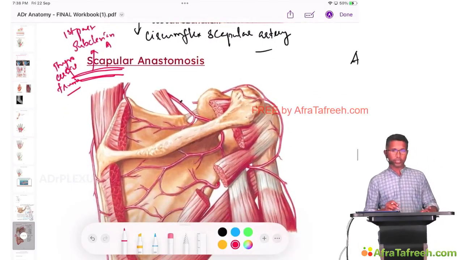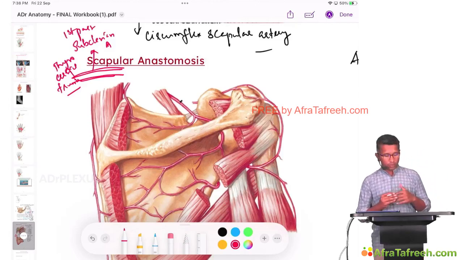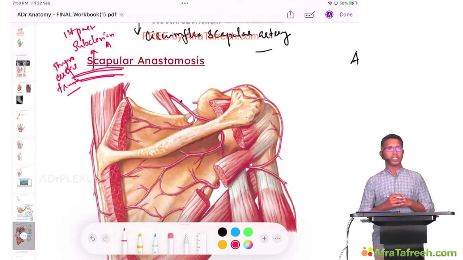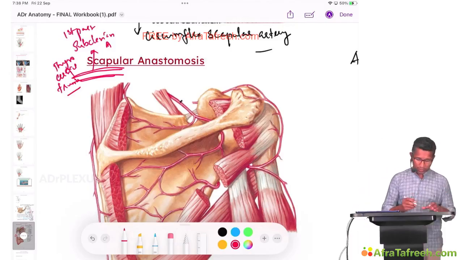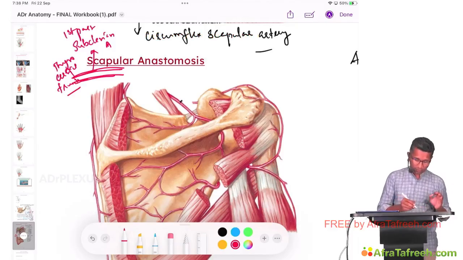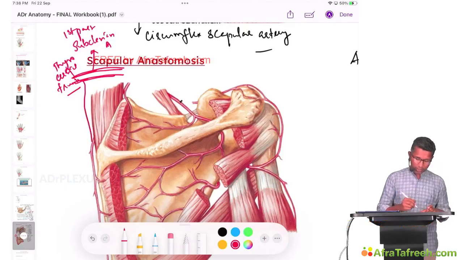From the thyrocervical trunk, you get 3 branches. One to the thyroid, that is called the inferior thyroid artery. One to the scapula, that is called the suprascapular artery. One to the neck region, that is the transverse cervical artery. So from the subclavian artery, from the first part, from the thyrocervical trunk, one branch goes to the scapular region like this.